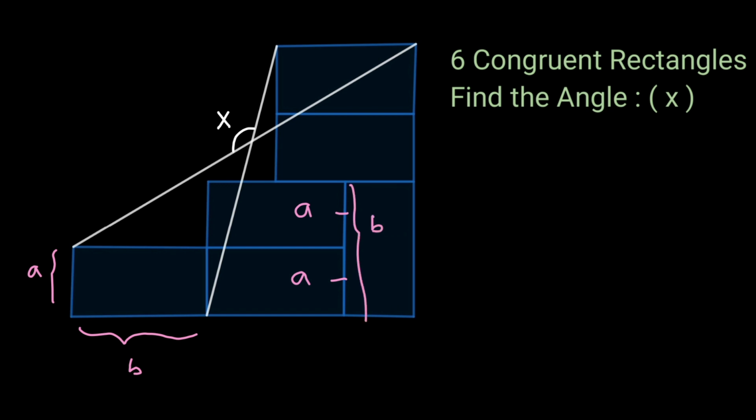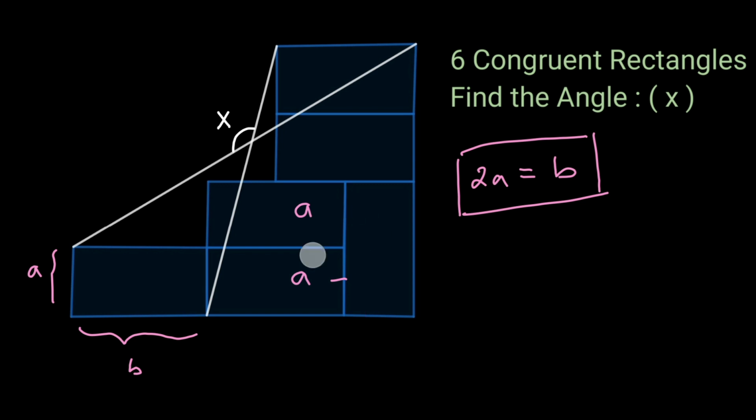So what we can see is that from the left hand side, the length of the same line is a plus a, that is 2 times a, and according to the right hand side, the length of the same line is equal to b. As the length of the same line is 2a and b, they are ultimately equal to each other. So here we have found the value of b in terms of a, that is b is equal to twice the value of a. So instead of b, we will replace it with its new value, 2 times a.